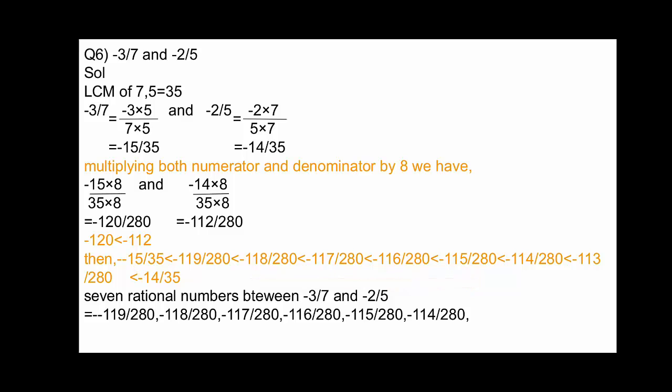Now if you cancel this, 5 3 is 15, 5 7 is 35, you will get the same fraction. If you cancel this, 7 2 is 14, 7 5 is 35, you will get the same thing. So these two are the same as the question that is given in the textbook. So the rational numbers between minus 3 by 7 and minus 2 by 5 will be the numbers between them, which are these.